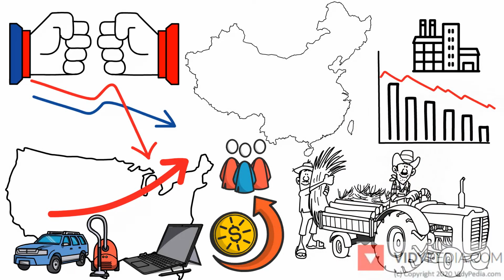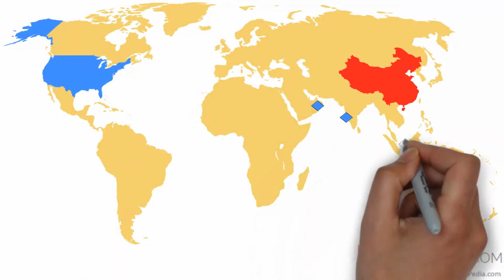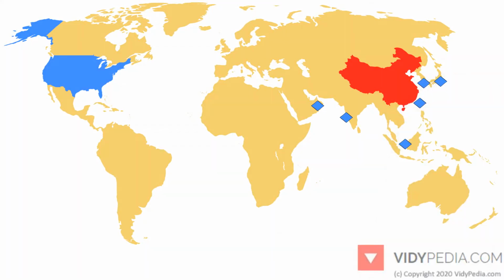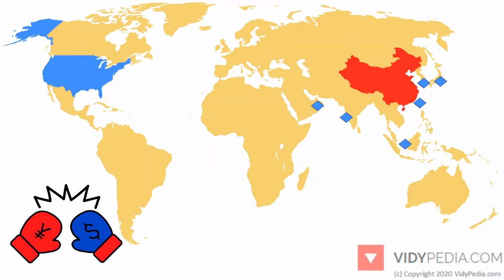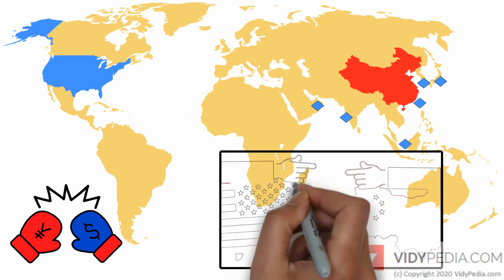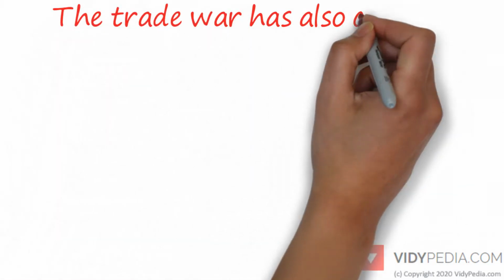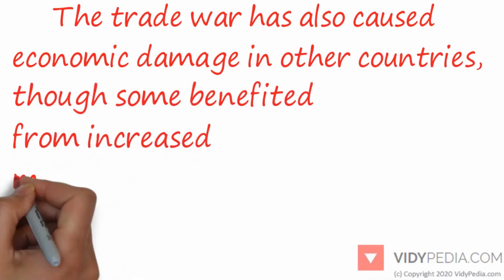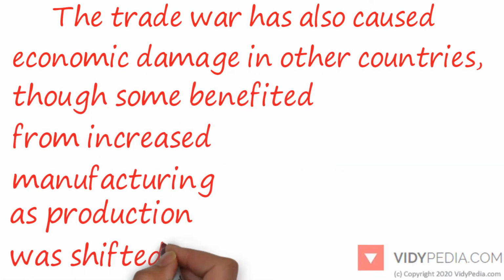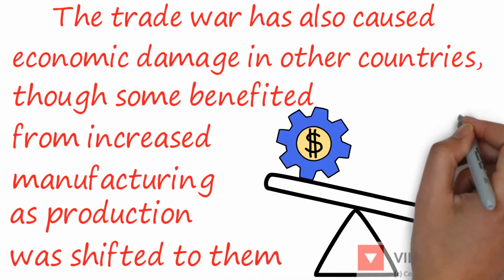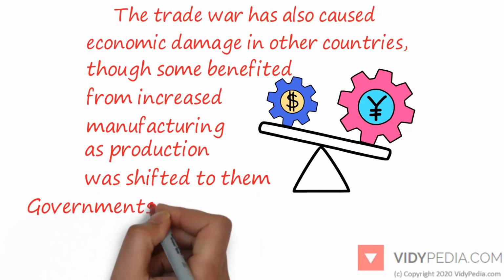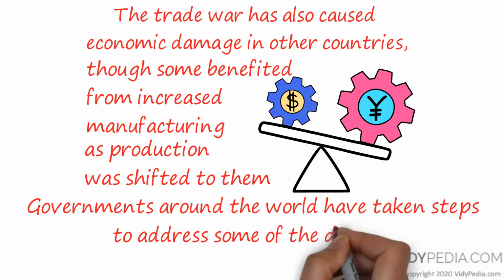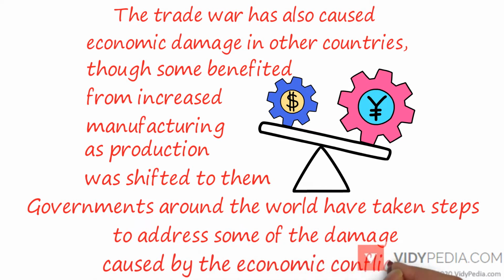Many American companies have shifted supply chains to elsewhere in Asia, bringing fears that the trade war would lead to a US-China economic decoupling. The trade war has also caused economic damage in other countries, though some benefited from increased manufacturing as production was shifted to them. It also led to stock market instability. Governments around the world have taken steps to address some of the damage caused by the economic conflict.